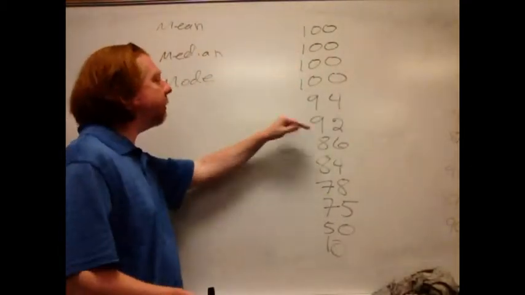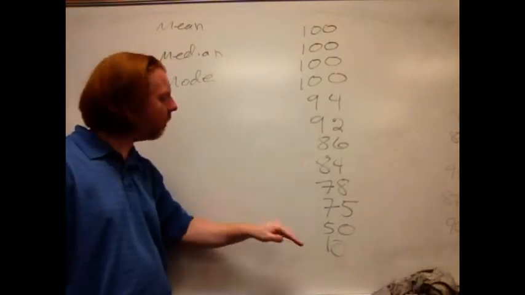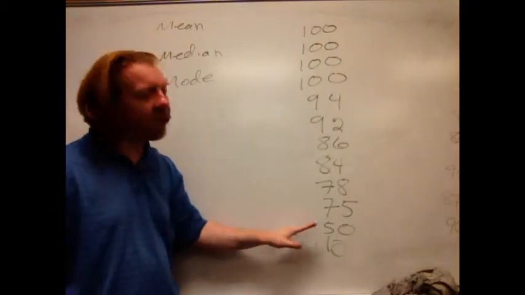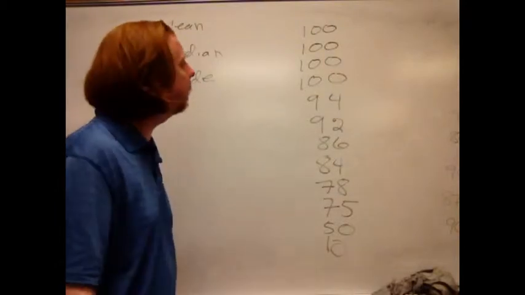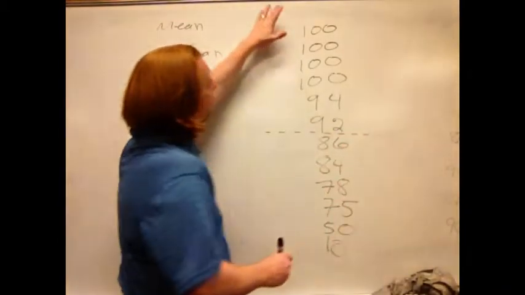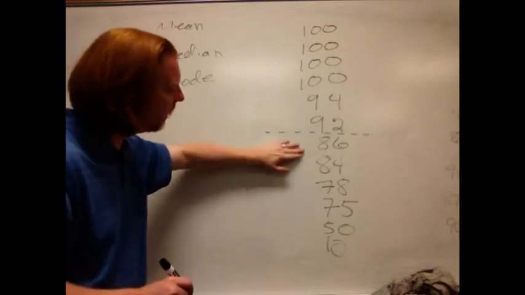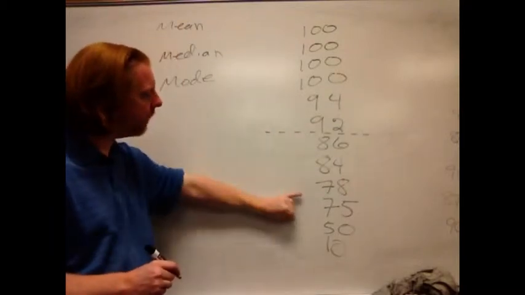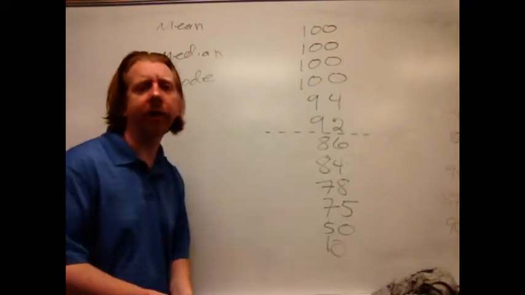I have 4 100s, then a 94, a 92, an 86, an 84. Then we go down to a 78, 75, a 50, and then a 10 for my last student. So if I look at this, the top 6 out of my 12 are all in the A range. And the bottom 6 varies with 2 B's, 2 C's, and 2 E's. That would be a traditional grading scheme.